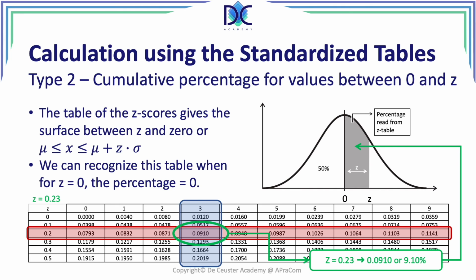If we want to know everything to the left of that z value, we have to add 50%. When we want to know everything to the right of this z value, we have to subtract the 9.10% from 50%. But we will look into that in some exercises later on. So basically now you have an overview of how to read the tables and what different tables there are, but there is more and we're going to look at that in the next videos.